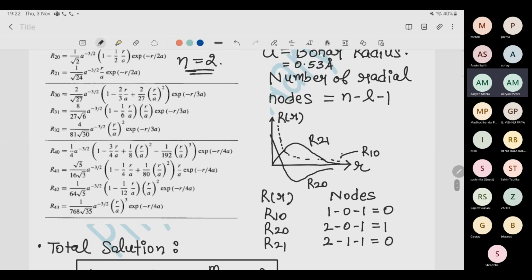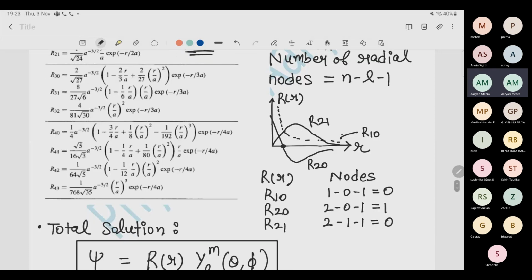If you see R21, again no node. Node means in between 0 and infinity there should be a node. You can't consider a node at 0. You can't consider a node at infinity. In between that there should be a node. But if you see R20, there is a node, and I have highlighted that. So very simple. Everyone understood till here?